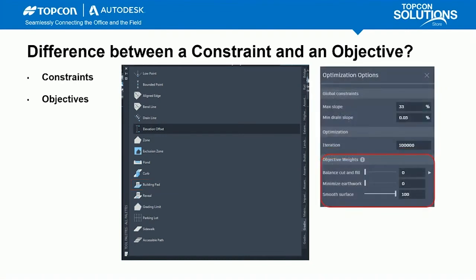This is the same thing with the grading optimization options. So balance, cut, and fill. If you set that to 100, yeah, it'll look at it and try and balance the cut and fill, but that's not a constraint that it's going to meet. So one thing to always keep in mind, the constraints are paramount to the objective. Constraints are must-haves, objectives are nice-to-have.